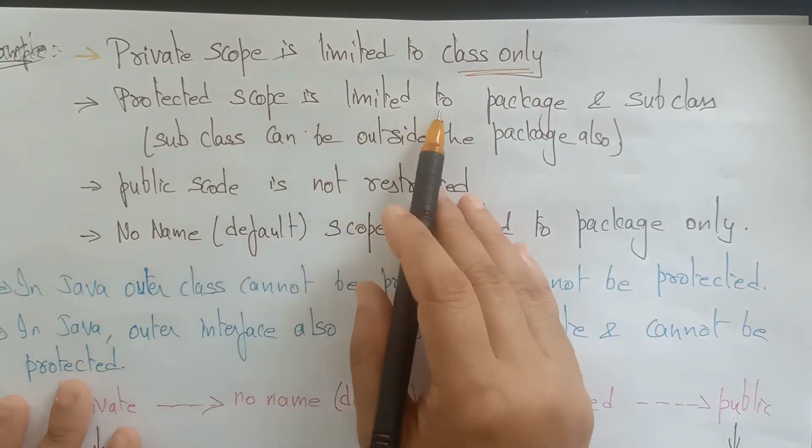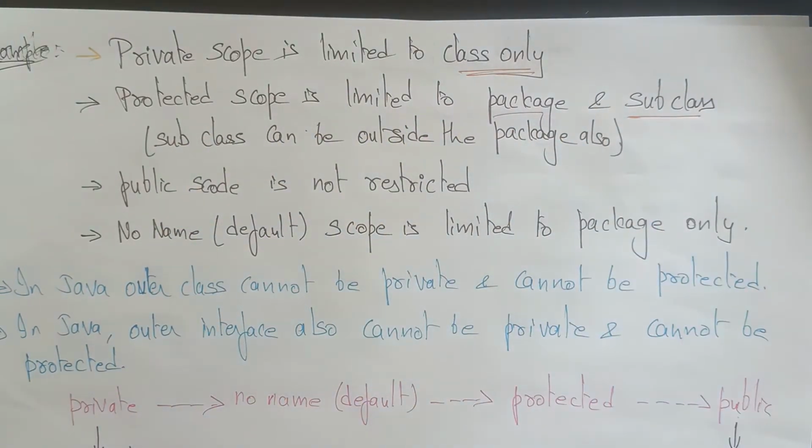Protected scope means it's limited to packages and subclasses. Subclasses can be outside the package also. So if I declare anything as protected, it can be limited to packages and subclasses. Suppose I have a secret and I declare it as protected, so that it can be shared only with my family members and relatives. That is protected, because those are my own family.